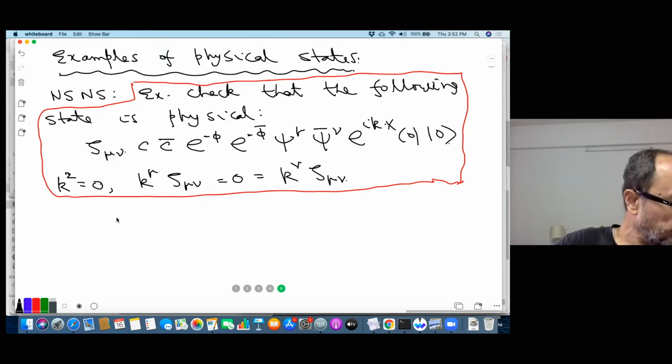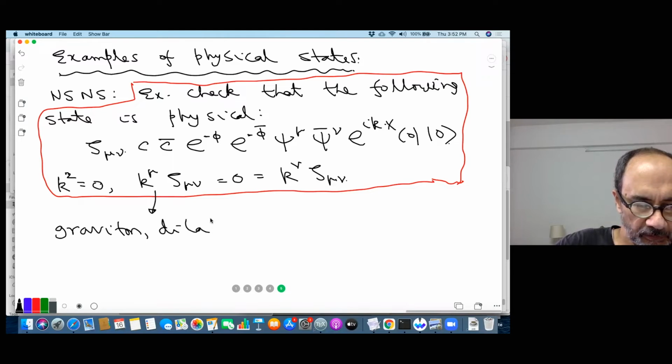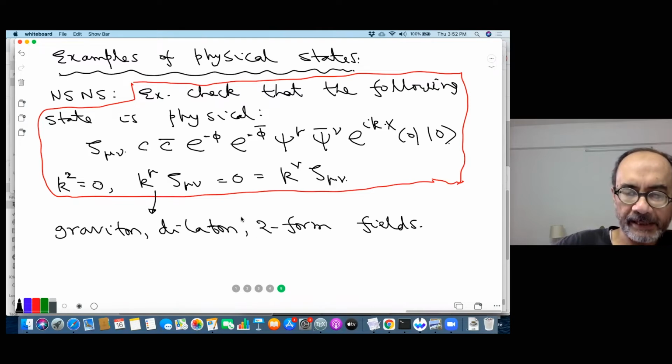Okay, so now, this one you can identify as the graviton, dilaton, and two form fields. Okay, so this is in exact analogy with the bosonic string case. We have the symmetric traceless part giving a graviton, the trace part gives a dilaton, and the antisymmetric part gives a two form field.